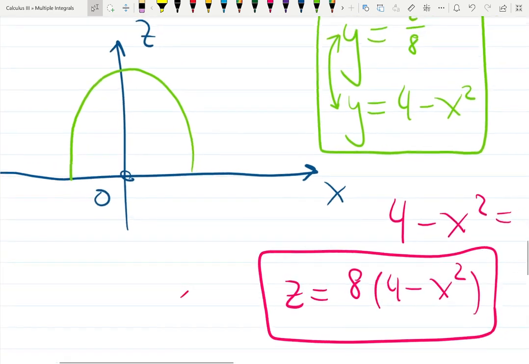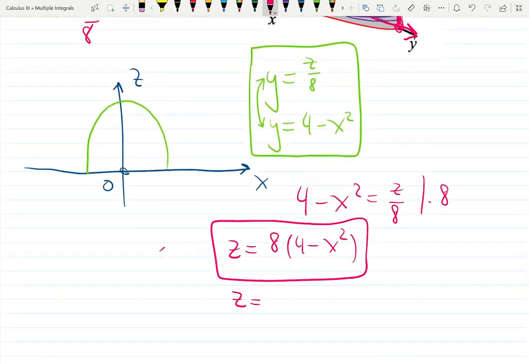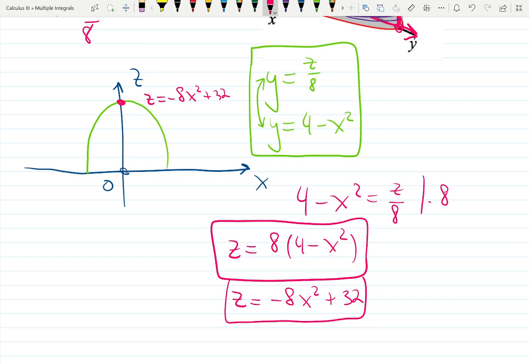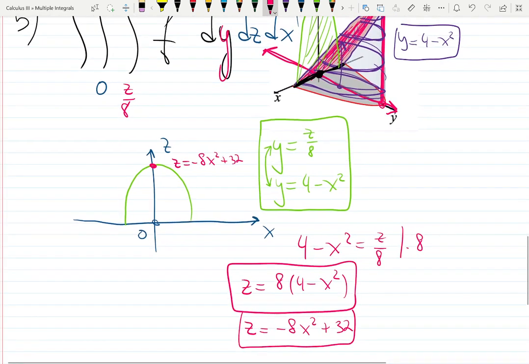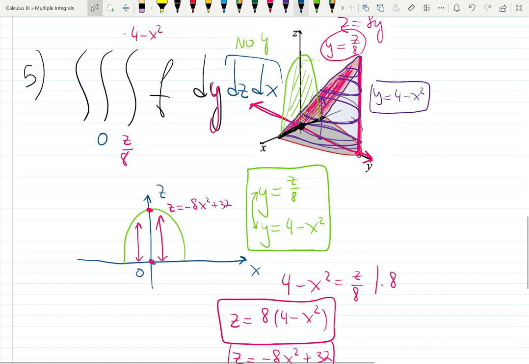If you want to see it the way you know, it's going to be minus 8x squared plus 32. This is a concave down parabola with a vertex over here. And equation minus 8x squared plus 32. Or you can do factored form with 8, which looks better. So z is going from 0 to this shape. So I will write down from 0 to, which way do you like more? Let's do minus 8x squared plus 32.